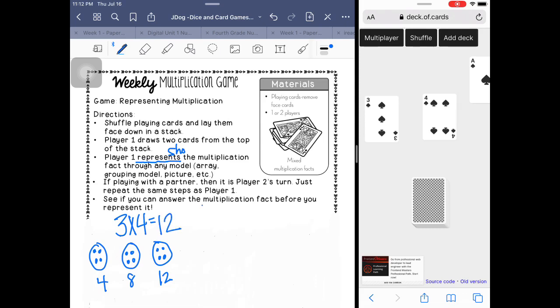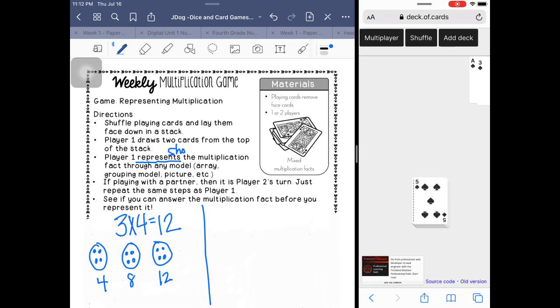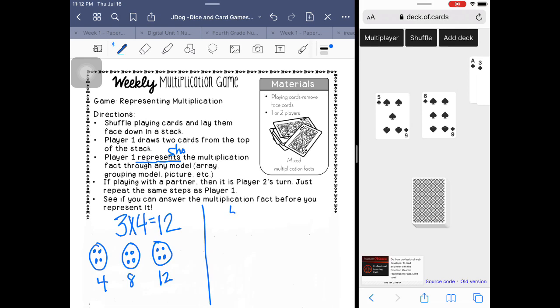All right, I'm going to show one more, and then I think you get it. Next 2, we have a 5 and a 6. So 5 times 6. I watched a lot of you the other day. I know you're really good with your 5s. So 5 times 6 is 30.